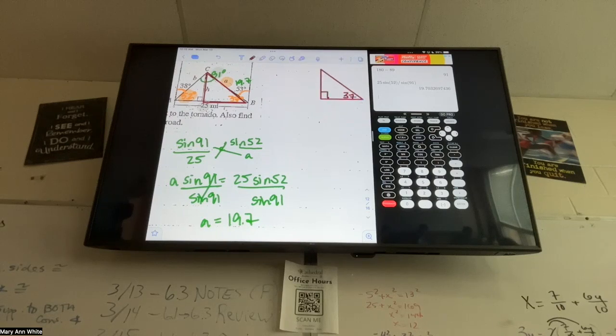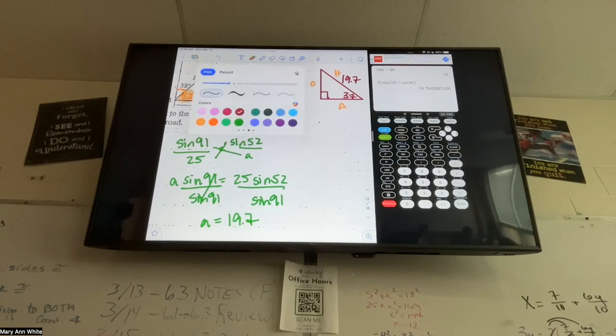Once I found little a, I now take that right side of the triangle, just like I did earlier on the last problem, and I redrew it in red. I knew that my angle at the bottom was 37, that's still my angle of elevation, and I know that the hypotenuse, the longest leg, is 19.7. So now all I have to do is my normal sine, cosine, or tangent in order to solve.